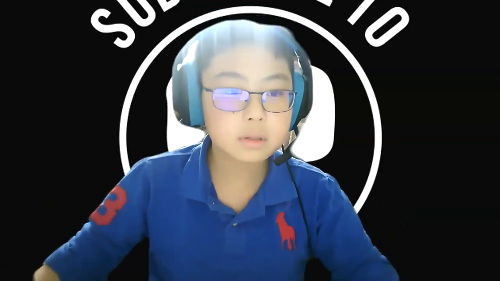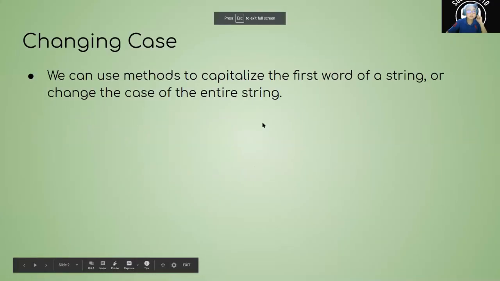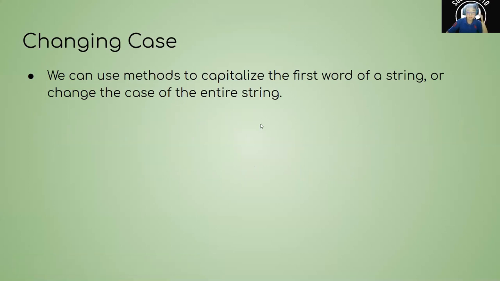Alright, so we're gonna talk about this. Last week we talked about advanced numbers, and this week we're gonna talk about advanced lists, tuples, and mostly strings. Yeah, mostly strings. Alright, so changing case.